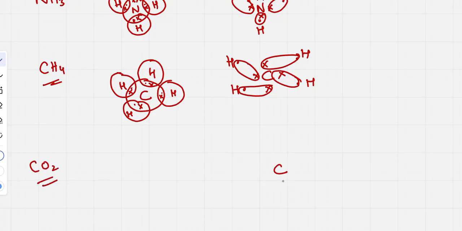So now look over here. We have carbon over here. We have two oxygens as indicated by the formula. Carbon has how many electrons? 4 electrons. It needs how many more? 4 more, right? Because overall it needs 8.